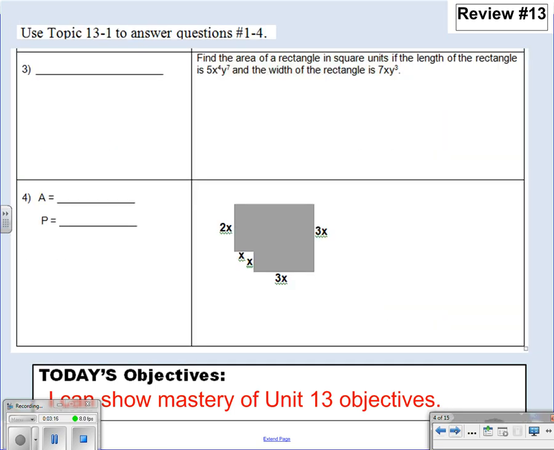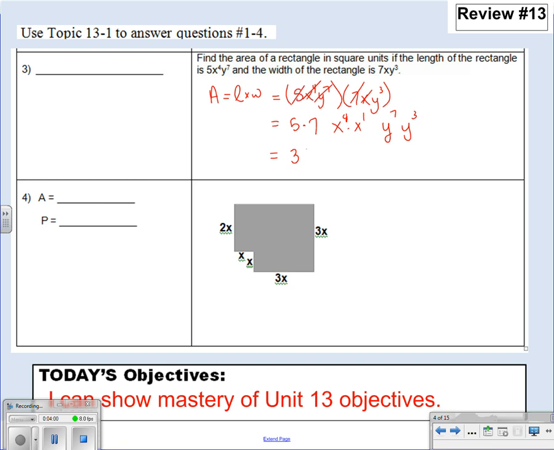Problem number 3. Find the area of a rectangle in square units if the length of the rectangle is 5x to the 4th, y to the 7th, and the width is 7xy cubed. So to find the area of a rectangle, that is length times width. That means we're going to take our length of 5x to the 4th, y to the 7th, multiply it times 7xy cubed. Put our numbers first. We have 5 times 7. Followed by variables, we have x to the 4th times x to the 1. And then we have our y's, y to the 7th times y to the 3rd.